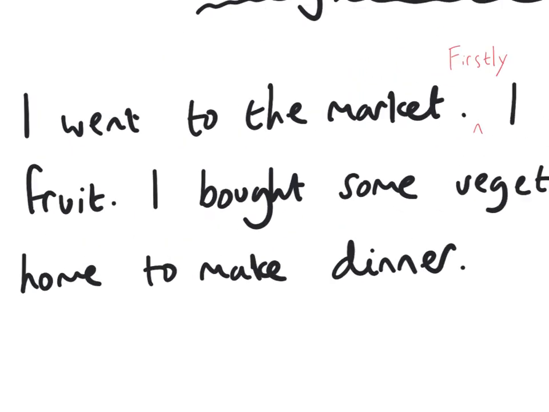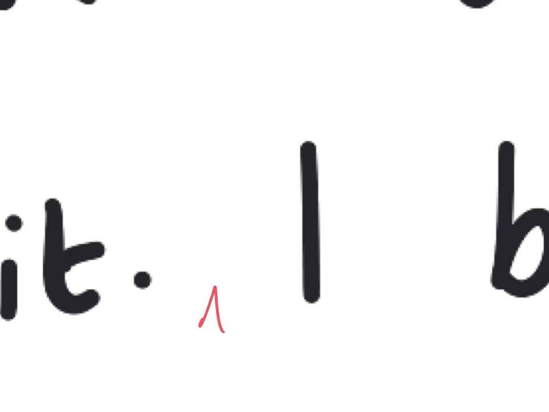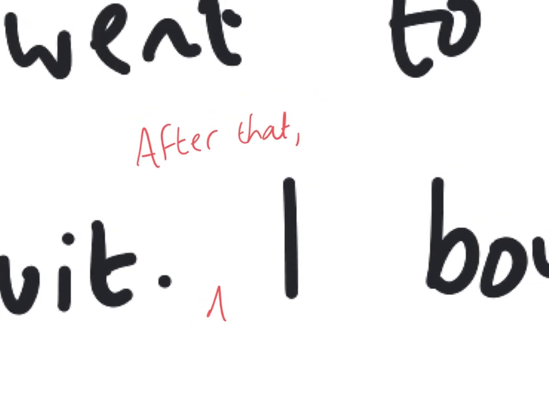I'm going to add in a linking word for my next sentence as well. Or a linking phrase. I'll do a phrase this time, a couple of words. After that, I'm going to put a comma there because that's the start of a sentence. And the comma just shows that that is additional information to show me when I did it. So after that, I bought some vegetables.